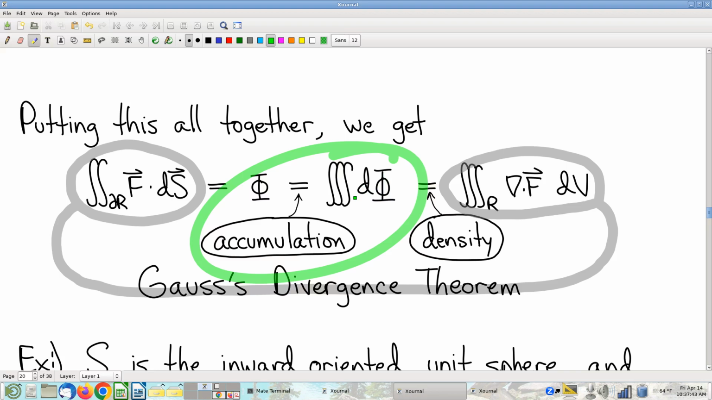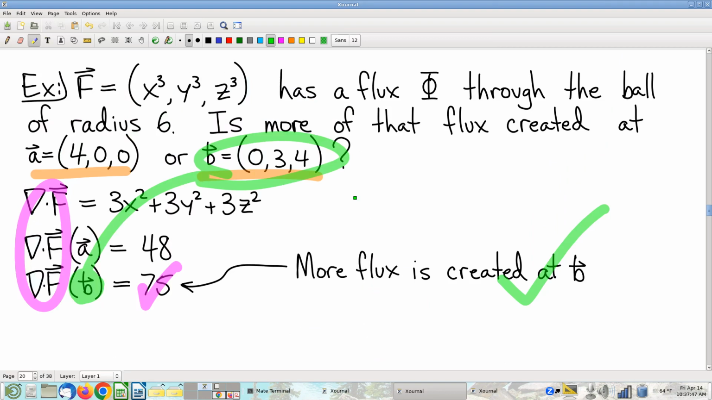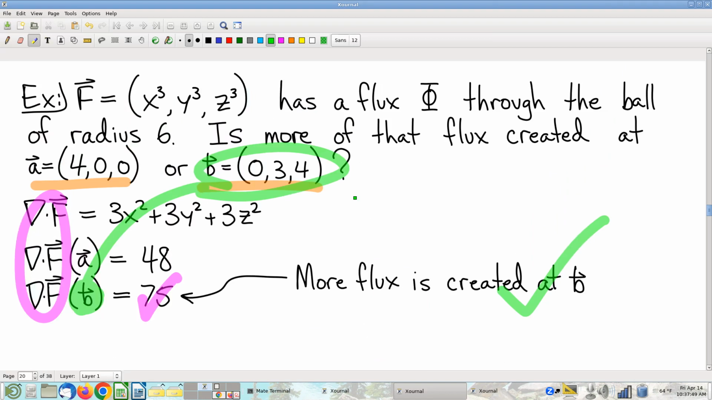So if the question asks, is there more flux from point A to point B? Yep. If one of them was negative, for example, negative 40 and negative 75, then you just have to pay attention to language. It's like with change, right? Because let's go back to something that's extremely relatable.